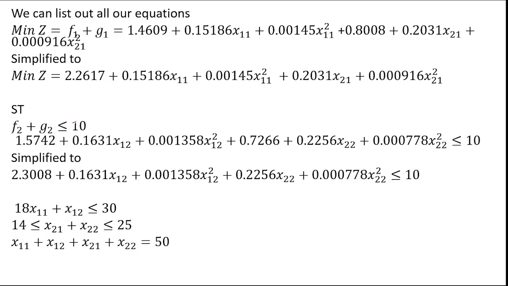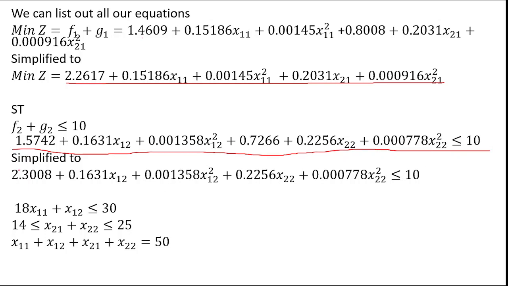So we can list out all our equations, right? So we're minimizing the function f1 plus g1, and we know the f1 expression, the g1 expression. So we just put all of them together and add. And if we simplify, we'll get this expression we see over here. So if we just take what we had for f1 and g1 and simplify, this is what we should get. Then it is subject to, so now the constraints, f2 plus g2 should be less than or equal to 10. We have this long expression over here, and then we can simplify it as well. So the 1.5742 adds to the 0.7266 and gives us 2.3008, and almost everything else is the same.